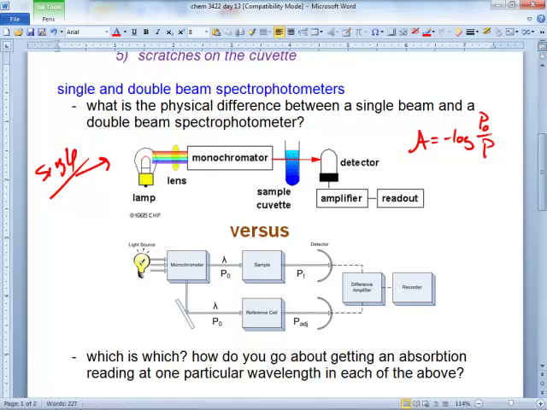Okay, Adriana, how would you get an absorbance reading for a double beam spectrophotometer? What would you go about doing?